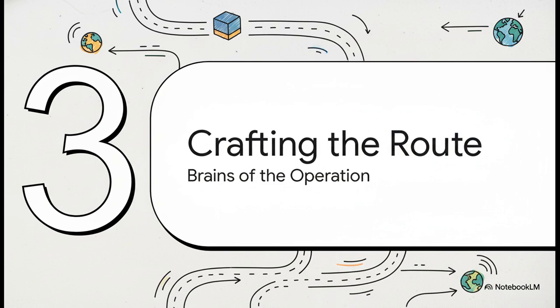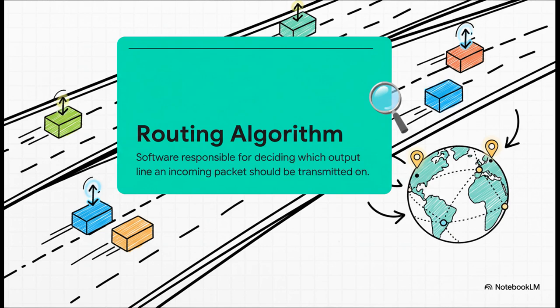This is where we get to the real intelligence of the network, the brains behind the whole operation. That intelligence is something called a routing algorithm. It's basically a piece of software that's running on every single router, and its entire purpose is to look at the whole network and calculate the absolute best path for a packet to take. Now, best could mean a few things. It might be the fewest hops, the fastest link, or maybe the path with the least amount of traffic.